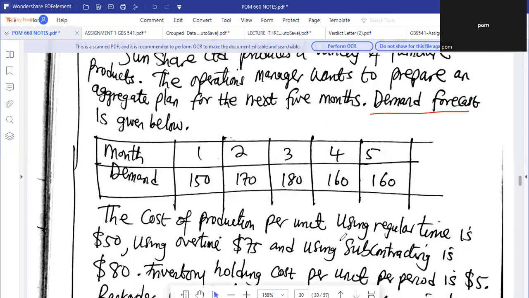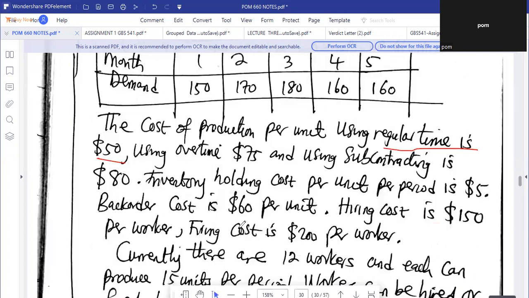The cost of production per unit using regular time is 50. Using overtime per unit is 75. Subcontracting is 80. Already we can see overtime is a little bit cheaper than subcontracting. If you're going to maintain the level, it's better you choose which one is cheapest among the three, because the three for the level are overtime, subcontracting, and the back order cost.